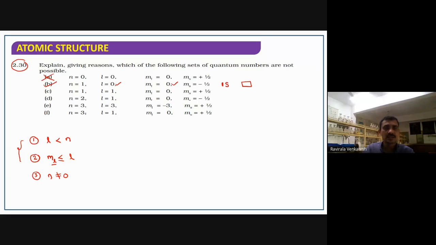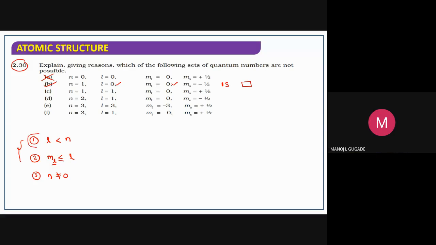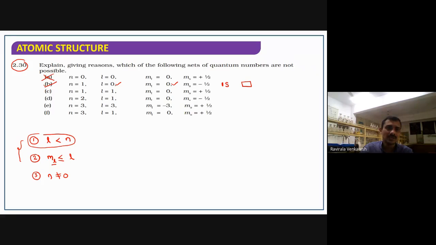Next, n equal to 1, l equal to 1. Is it possible? According to the first condition, is it possible? No, sir. So leave this.